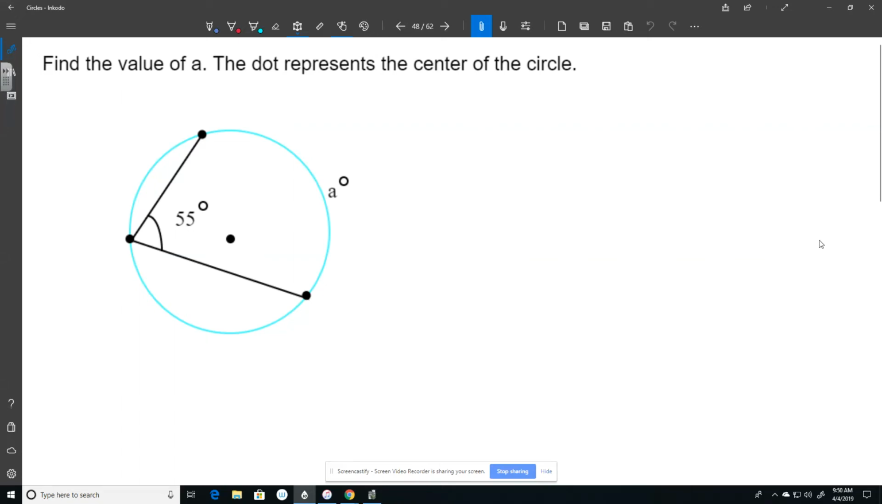All right, guys, this is our review for our unit circle test. You've got a couple days. Actually, you'll have the weekend to get ready for it. We're just going to get right into it.